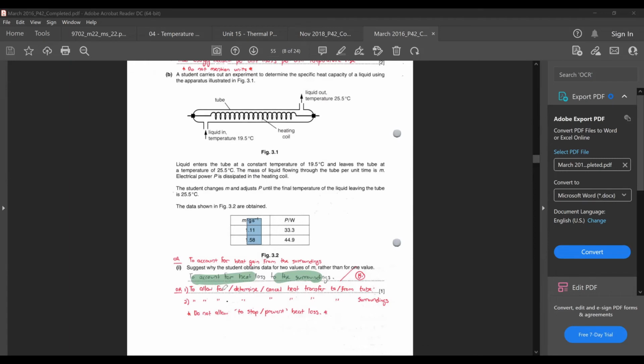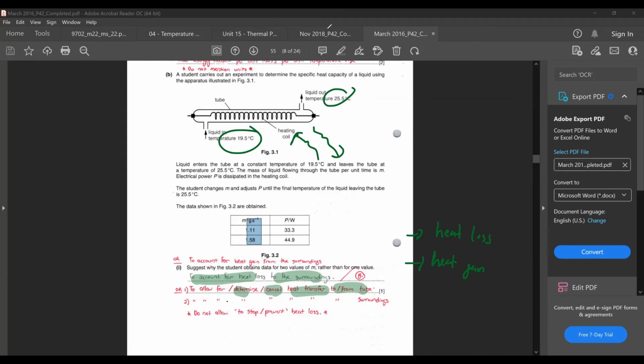Or you can actually just say to cancel heat transfer or heat loss from the tube or surroundings. Okay, it doesn't matter whether you say heat loss or heat gain over here. Because you may be wondering, this one is 25 degrees and 19.5, how do I know whether heat is going in or whether heat is going out? It actually doesn't matter. You can either just say heat loss, you can either just say heat gain. That's why the marking scheme answer allowed you to say either one. Just pick one. In my case, I just say heat loss.